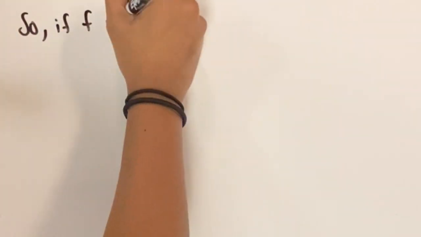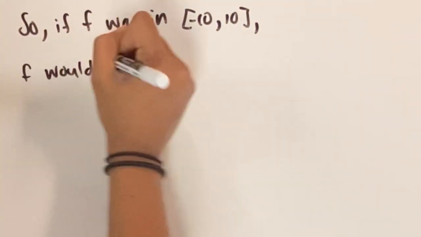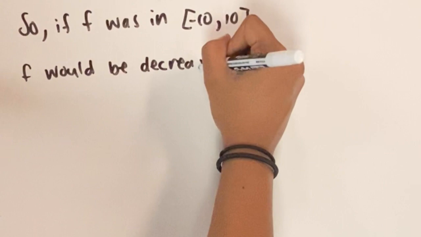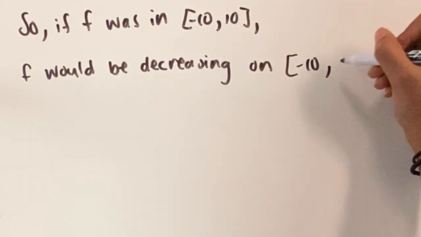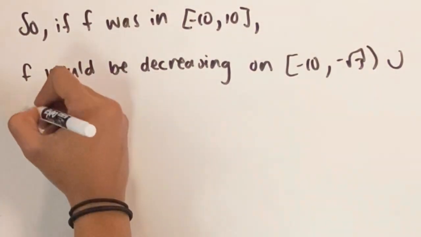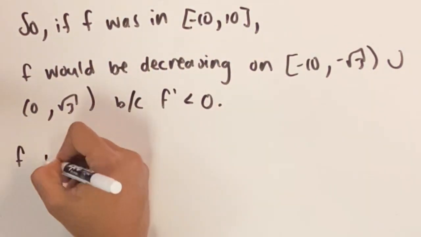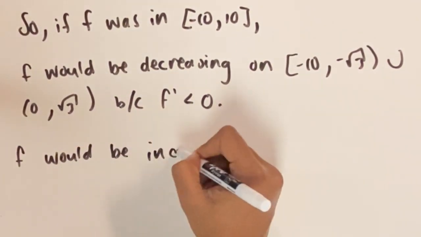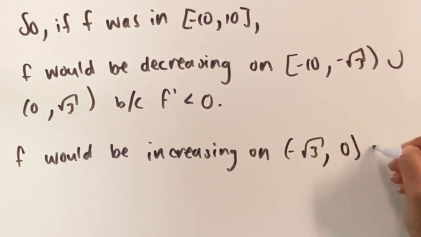So, if f of x was bounded by the interval -10 to 10 inclusive, then we can come to the conclusion that f would be decreasing from negative 10 inclusive to negative root 3 and 0 to root 3 because f prime is less than 0, and f would be increasing from negative root 3 to 0 and root 3 to 10 inclusive because f prime would be greater than 0.